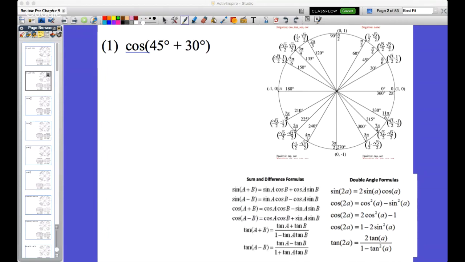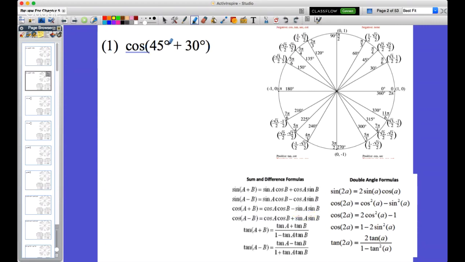So we're gonna start looking here at sum and difference angles. We'll start there and just kind of work through the study guide. With the sum and difference angles, we're first looking at the cosine of 45 plus 30 degrees. The main goal is to identify which of the sum and difference or the double angle formulas we'll be using.